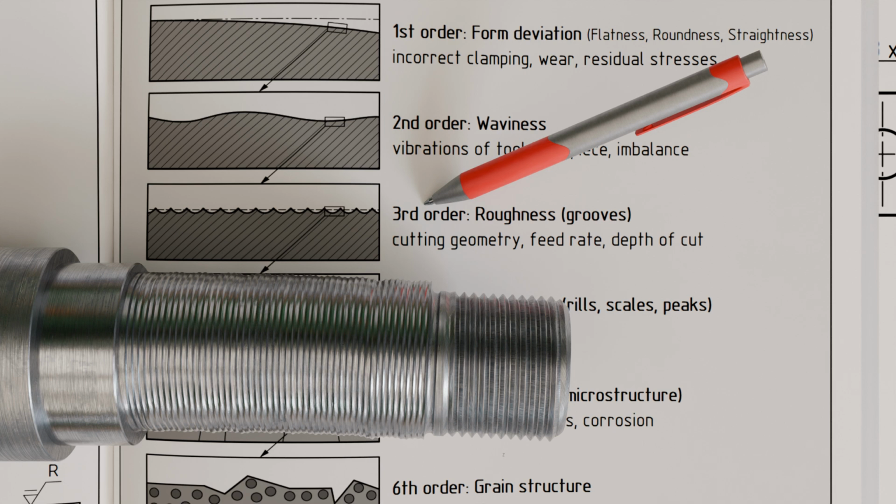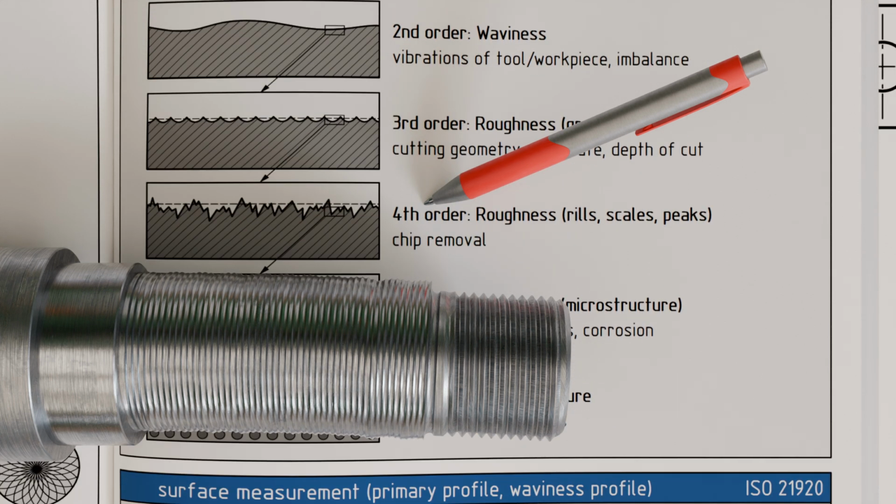On closer inspection, usually only possible under a microscope, these grooves are superimposed with further roughness features. One can observe rills, scales, or peaks resulting from the chip formation process. Depending on whether, for example, a continuous chip or segmented chip is produced, the material removal leaves differently pronounced rills in the microscopic surface.